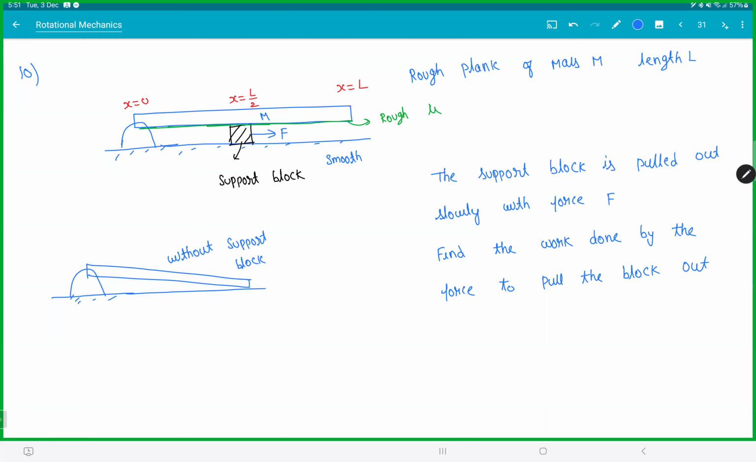How do we do this? Try. I'll give 2-3 minutes. This thing is hinged on the left side, so the left side is fixed, it can't move.